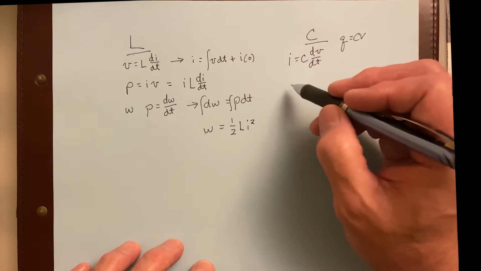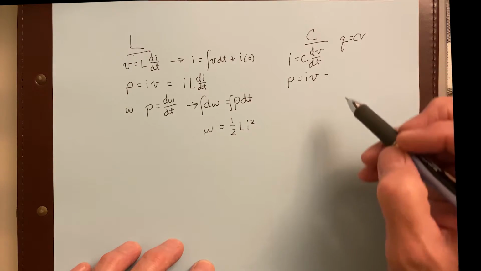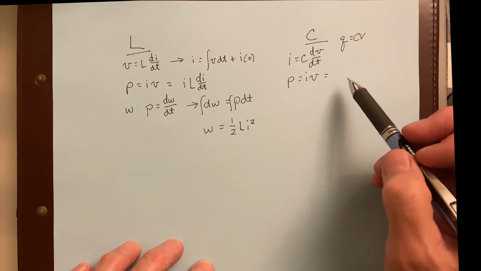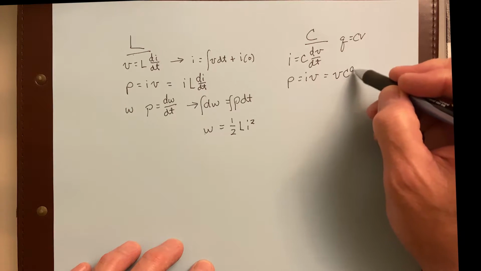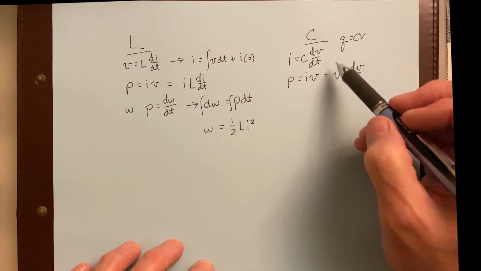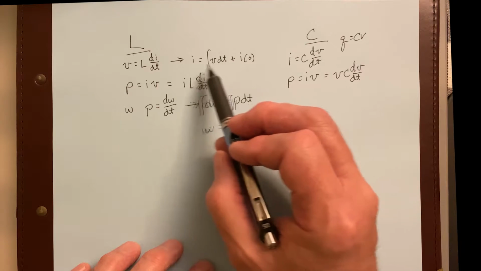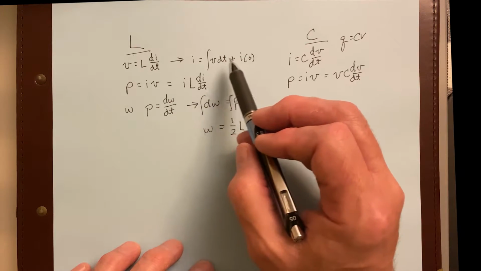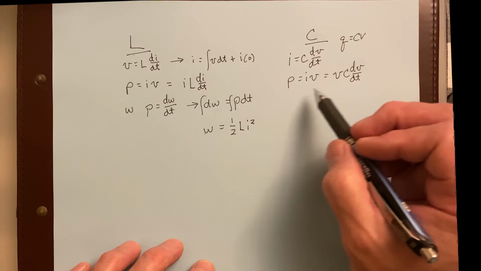Okay, same sort of analysis then. Power is I times V. Well, you take this I and plug it in, and you're going to end up with V C dV/dt. Or you could solve for V out of this, and if you solve for V, you're going to get an expression very similar to this one where the I's and the V's are all switched. So you end up with the power equation.